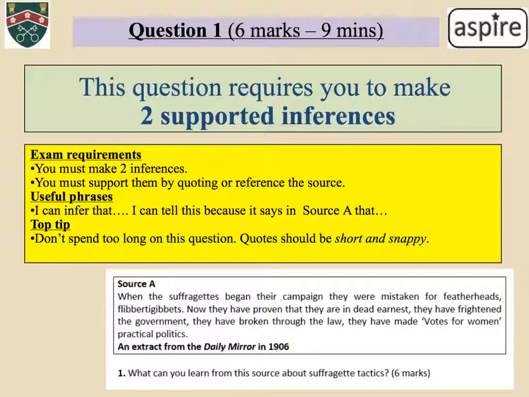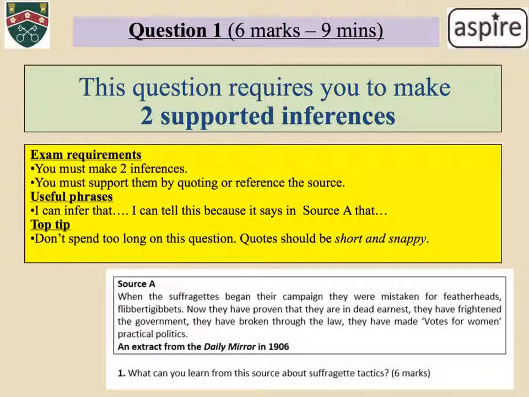So here follows some tips on how to answer each question. Question 1 is worth 6 marks and you should spend 9 minutes on it. This question requires you to make 2 supported inferences. An inference means what can you work out from something. It's a little bit like reading between the lines. So some useful phrases to use are things like, I can infer that.